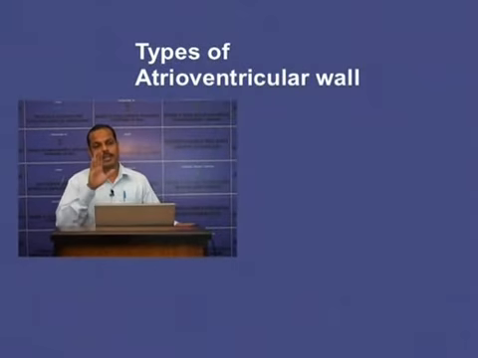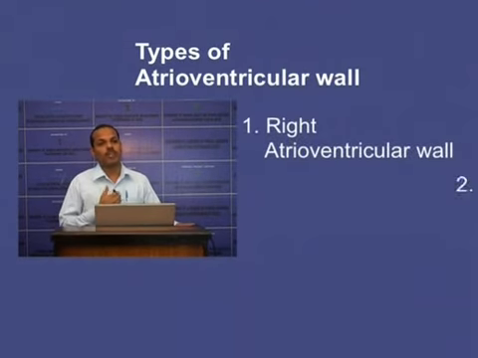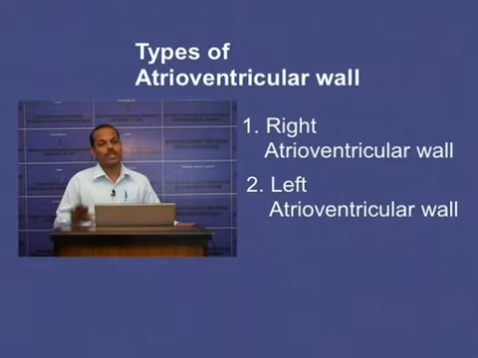Regarding the AV valve, or atrioventricular valve, there are two atrioventricular valves present. These are the right atrioventricular valve and the left atrioventricular valve. The right atrioventricular valve is also called the tricuspid valve. It is seen between the right atrium and right ventricle. It has three parts, three cusps.